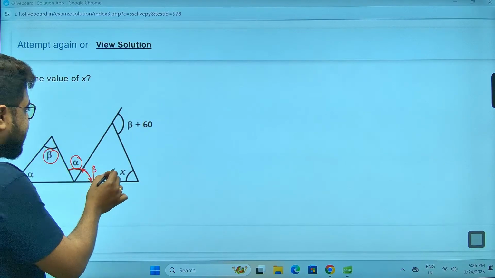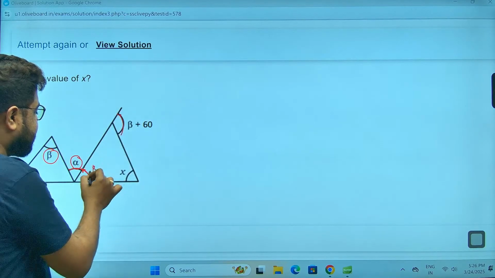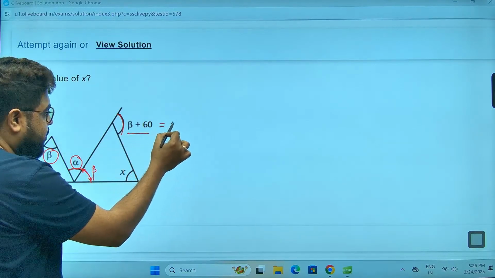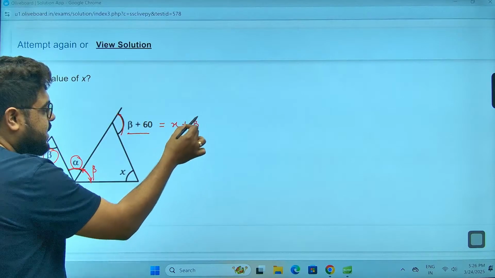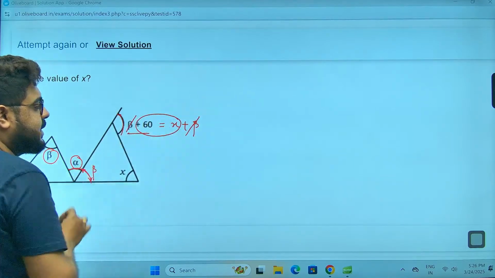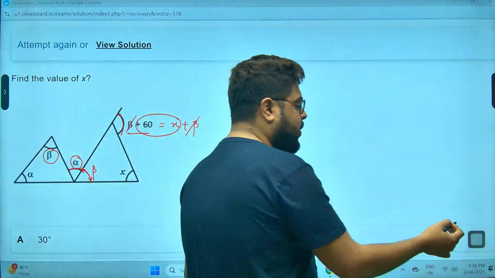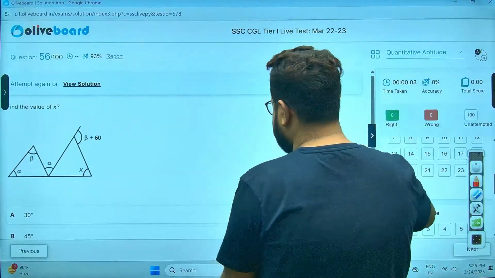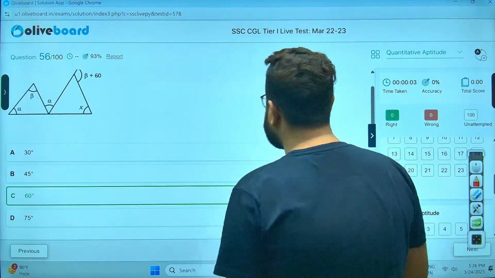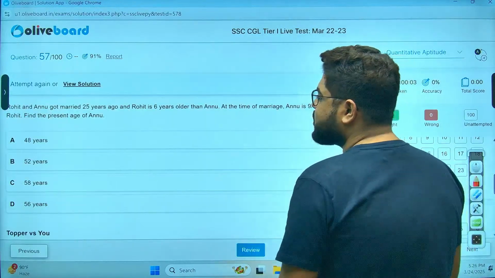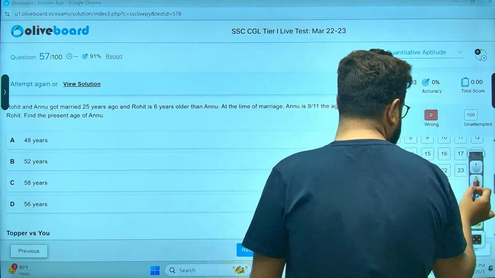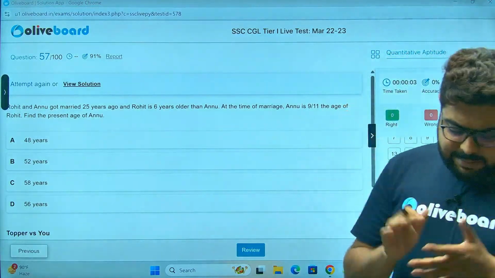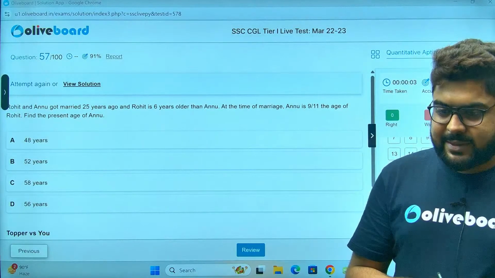Now, once I know this, you see, this is the exterior angle, which is equal to the opposite interior angles. So this should be equal to x plus beta. The beta cancels, x is 60 degrees. It was a single line question, and 60 degrees is most definitely my answer. Clear? Very, very simple question.